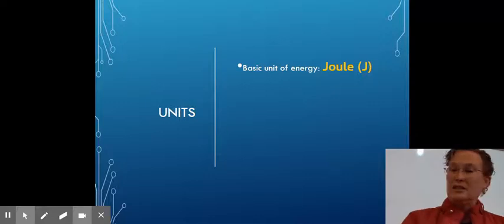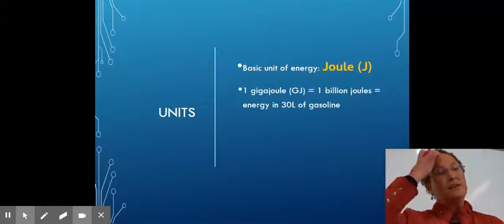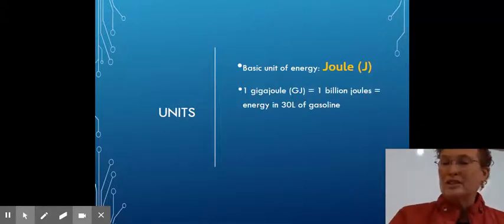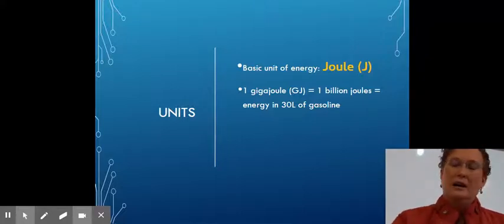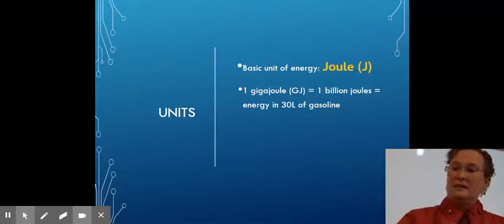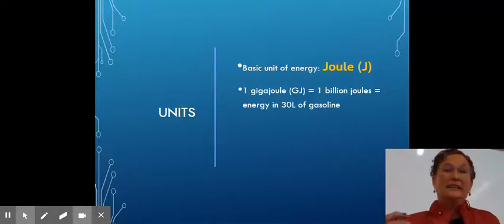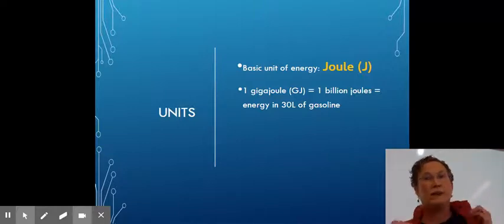So the basic energy unit is a joule. And then you have a gigajoule, which is a GJ. I get those letters mixed up sometimes. That is 1 billion joules, and that's the amount of energy that's in 30 liters of gasoline. So we're going to stay all metric here.